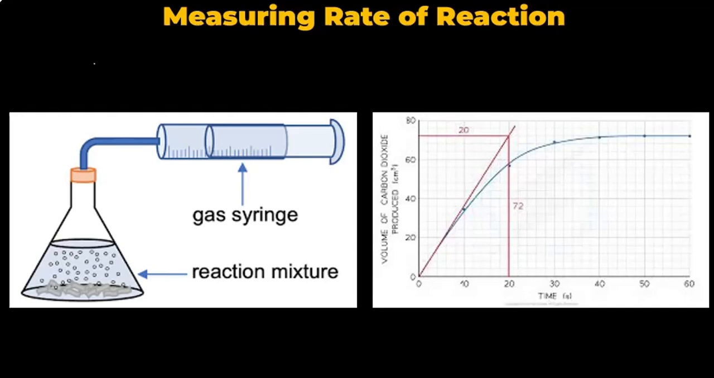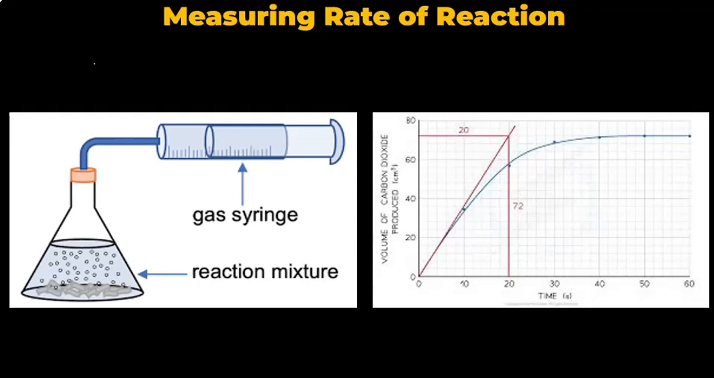Now, this time I want us to look at how we can measure the rate of reaction. So, measuring the rate of reaction. To do that, there are some experiments you'll be doing in your paper three, which is going to help you to determine the rate of reaction. One of these methods includes the preparation of carbon dioxide gas.